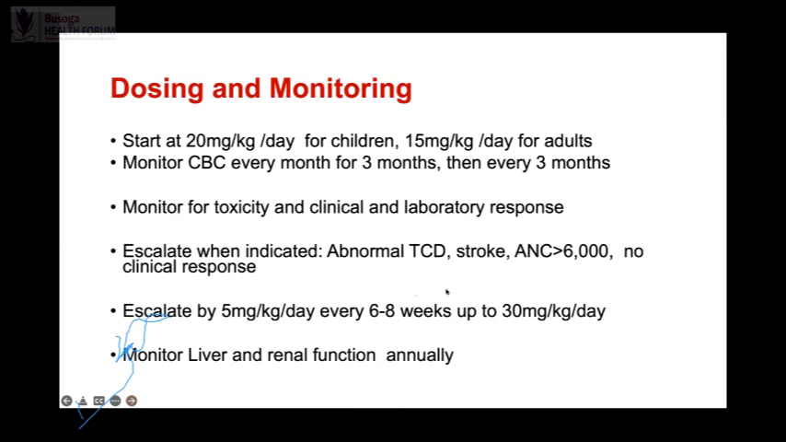For children, we set at 20 milligrams per kilo per day. For adults, 15 milligrams per kilo per day, because it's a little bit more toxic in adults. You monitor the full blood count every month for the first 3 months, really to make sure the child is adhering to the treatment, and then you can spread it out to every 3 months. We actually spread it out to 6 months for some people because it's not really toxic and they're doing very well. Monitor for toxicity, monitor for clinical and laboratory response.